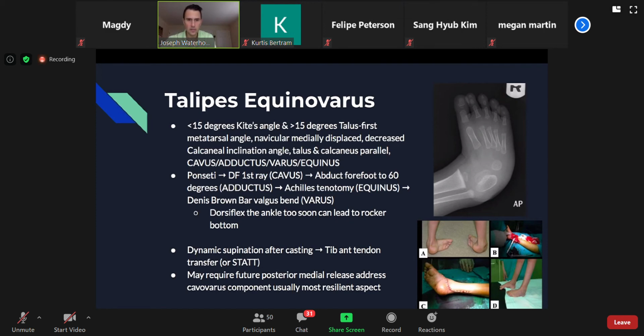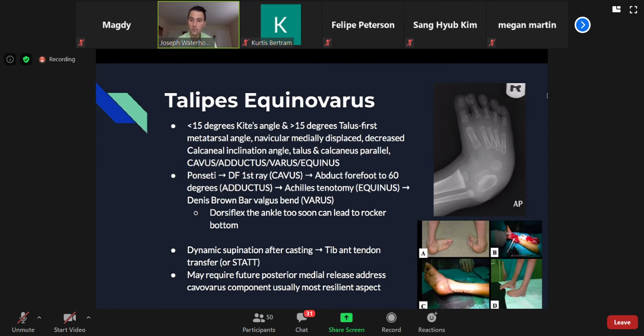But what do we do if we mess up and we do something at the wrong time, and my 60 degrees of abduction is really 20 degrees of abduction, and I'm just bad at looking at the foot? If you dorsiflex the ankle too soon, meaning you start to address that, you can just bottom out the entire midfoot, and then you're dealing with a rocker bottom foot in a peds patient, and have fun explaining that to the parents. So let's say you do all your work, and they're coming back years later, and there's dynamic supination.